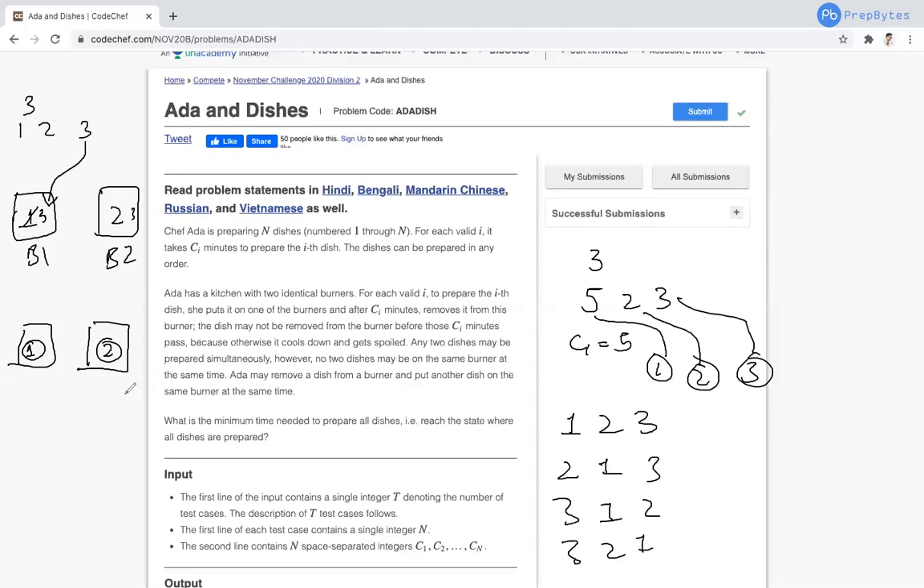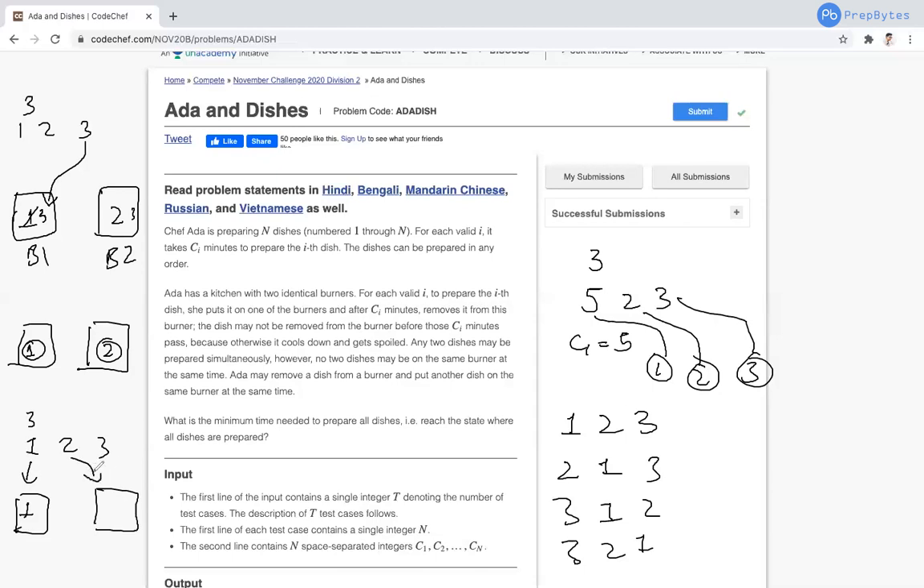Now what we have to find is the minimum time needed to prepare all dishes. That is, if I have to prepare these 3 dishes, what is the minimum time required? What is the total time required to prepare all these dishes? This is what we have to find. Suppose it is 3: 1, 2, 3. This is burner 1, this is burner 2. I picked up the first dish and placed it in burner 1.